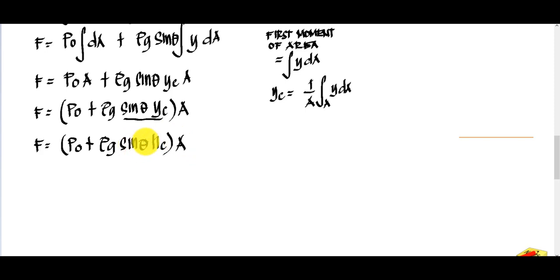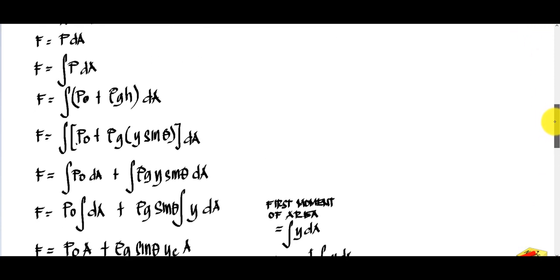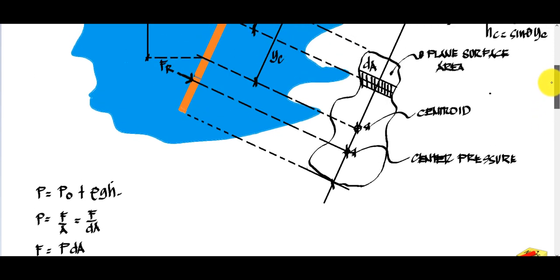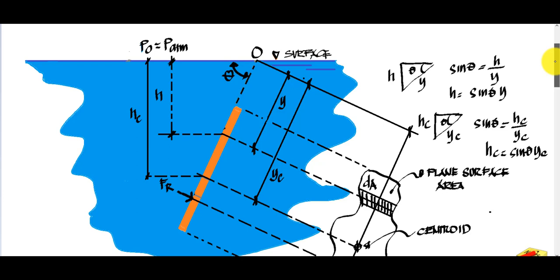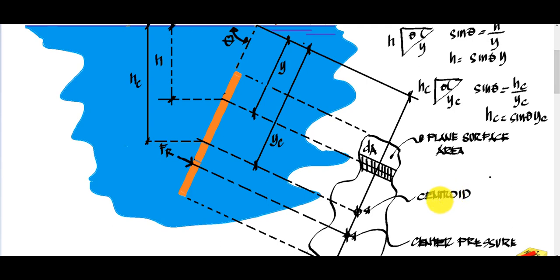This is now becoming, writing that one, hc times the area. Now our hc, looking back to the figure, became the vertical distance of the centroid from the free surface. Okay, so this is your centroid reflecting with this one.